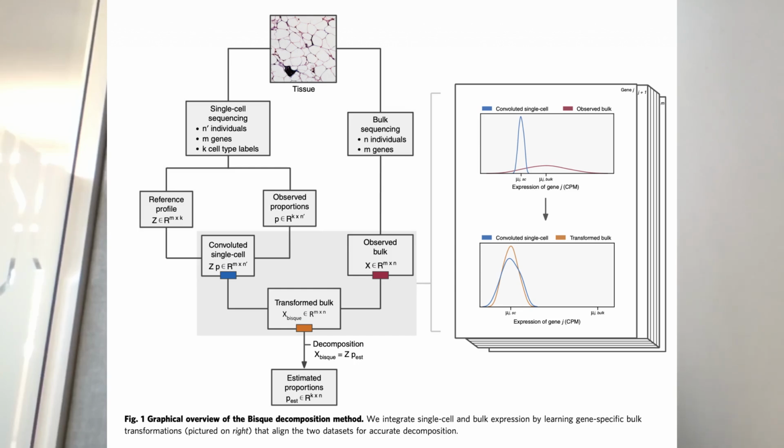Then you also calculate the observed proportion per sample, and here is where you get into synthetic data, because you ignore this, you don't actually bulk this. You take this and multiply it by this, and you can see here that's a convolved single cell. For bulk, of course, you don't need to really do something. But then the way you transform, that's where it gets interesting.